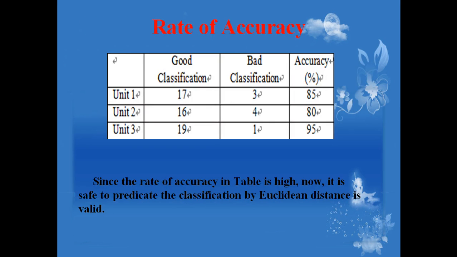Also, I do this experiment 20 times as a unit. Here's the result of the 3-unit experiment. The rate of accuracy is 85%, 80%, and 95%, which is really high. So now it's safe to say the classification by Euclidean distance is valid.